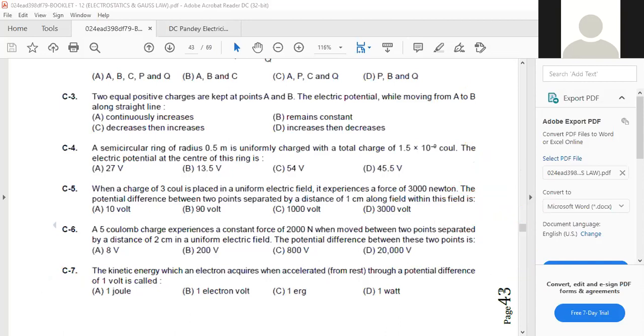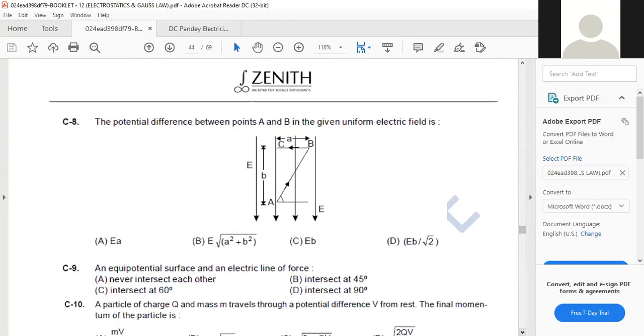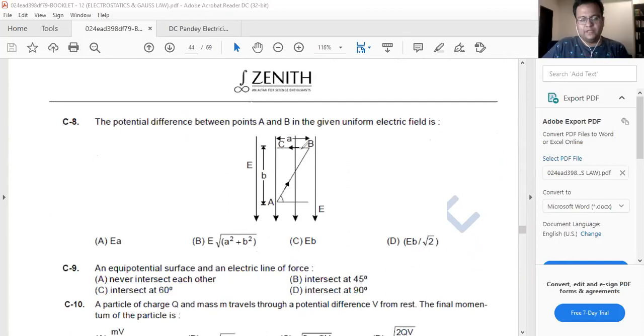Sir, C8. C8. यहाँ पर पोटेंशियल डिफरेंस बिटवीन द पॉइंट्स ए एंड बी निकालना है. ओके, तो अगेन यूनिफॉर्म इलेक्ट्रिक फील्ड है, तो व्हाट कैन आई से? यूनिफॉर्म इलेक्ट्रिक फील्ड है तो इक्विपोटेंशियल लाइंस विल बी परपेंडिकुलर टू द इलेक्ट्रिक फील्ड. ऐसा, दीज आर इक्विपोटेंशियल लाइन. तो आई कैन से कि बी पे जो पोटेंशियल है वही पोटेंशियल सी पे होगा. वीबी इज इक्वल टू वीसी, इक्विपोटेंशियल लाइन.